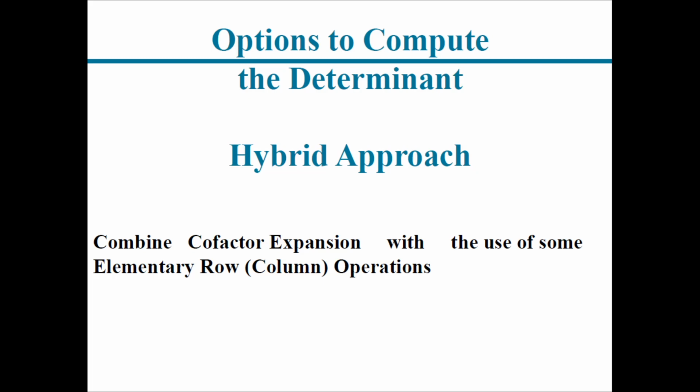We could also be more opportunistic and not necessarily push to get a triangular upper matrix, because that also requires some work. So some people might use a combination of cofactor expansion and some of the elementary row or column operations. It's their choice, it's fine. So that's what I call hybrid approach.